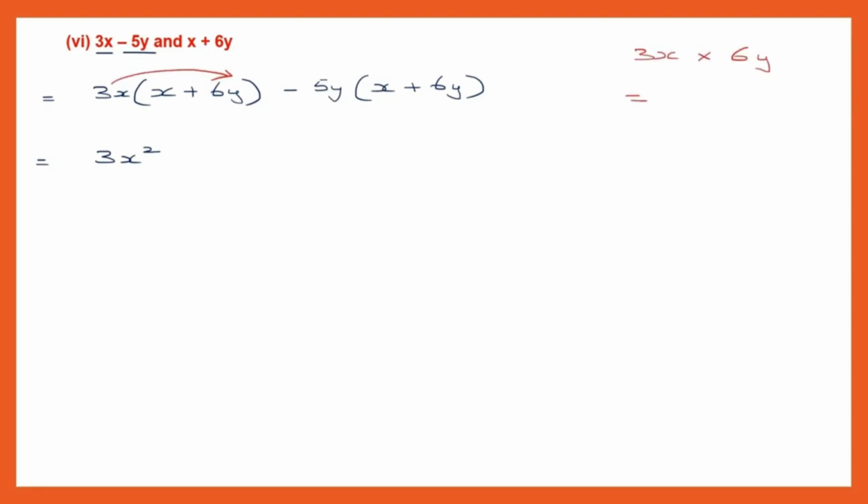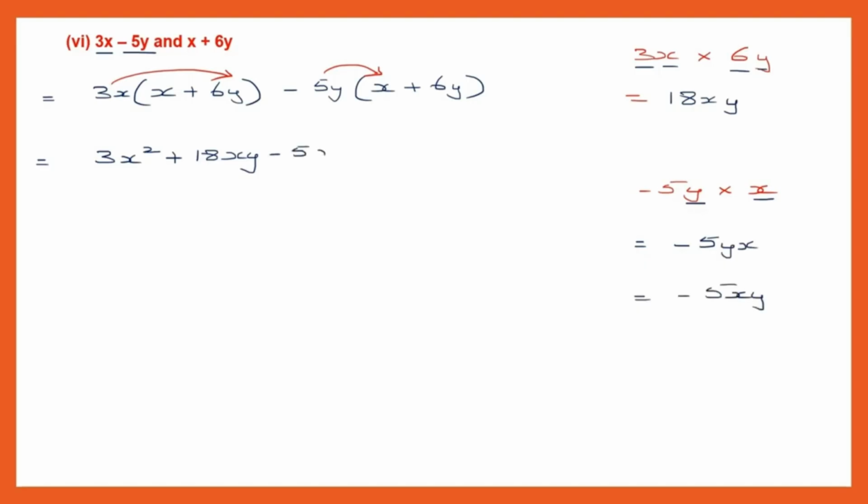3x into 6y. Multiply the numbers, 3 into 6. 3 into 6 is 18. Then we have 1x and we have 1y, 18xy. So that is plus 18xy. Let's go to the next one. So minus 5y into x. That is minus 5y into x. The sign will be minus. The number is 5. And here we have 1y and we have 1x. So this is minus 5yx or minus 5xy, just to put it in order. Minus 5xy. So here we finish with this.